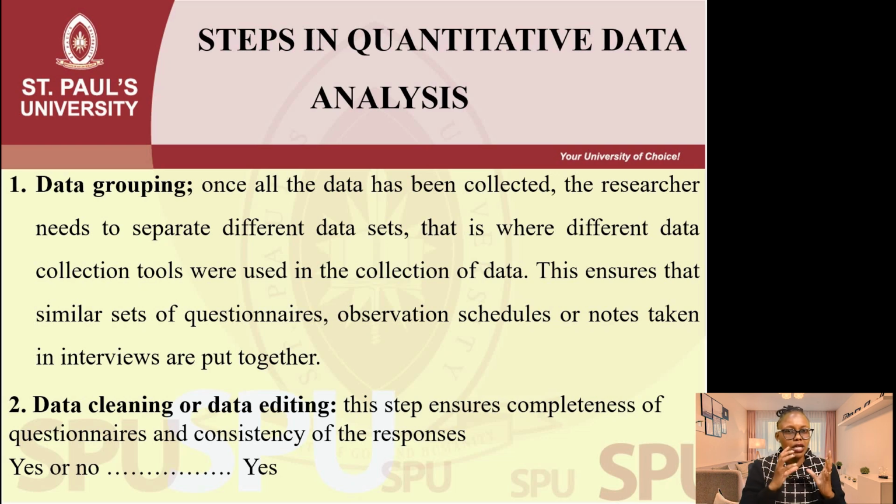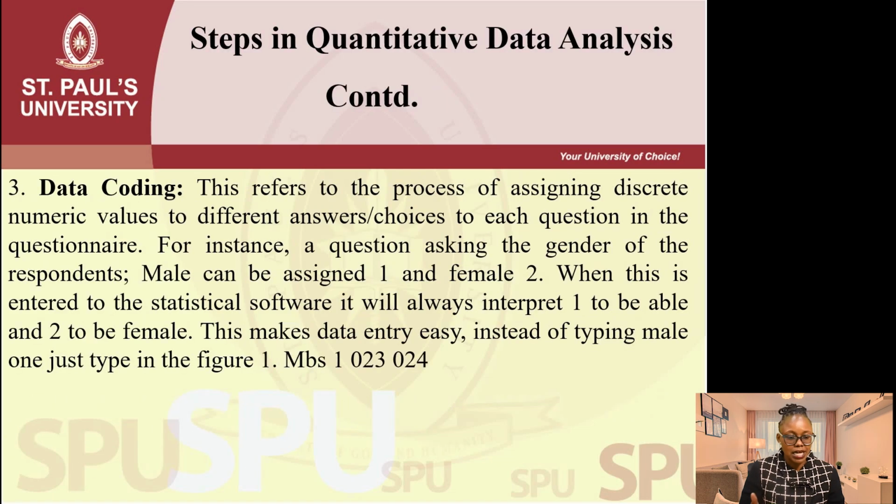So you are trying to clean up the data, not interfering with the information, but looking at the obvious mistakes and cleansing them or cleaning them. So that is the second process. So we have started with data grouping, and then now we go to data cleaning or data editing. The number 3 is what we call data coding.